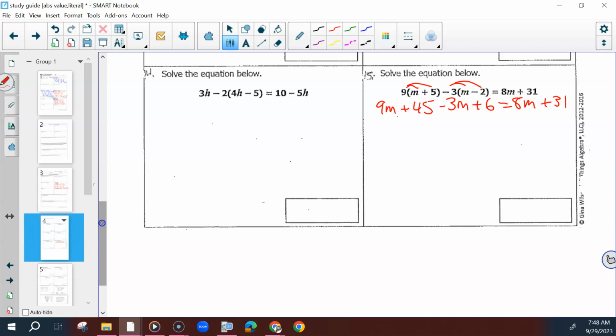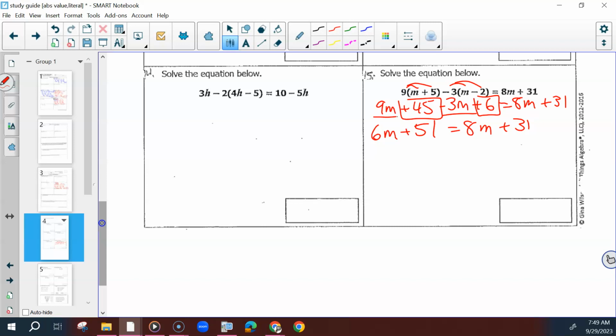Combine your like terms. Do exactly what it says on the same side. 6m plus 51 equals 8m plus 3. This is going to have what type of solution? Just by looking at this, what type of solution is this going to have? The solution? One, none, or infinitely many. One. Why? Because your coefficients are different.